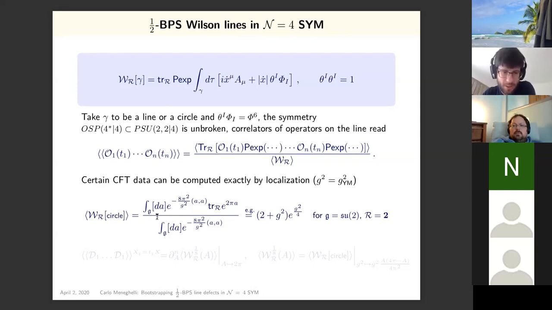You have a measure here, and then you get this number for SU(2) in the fundamental representation, but you can similarly do this integral without much trouble for anything.